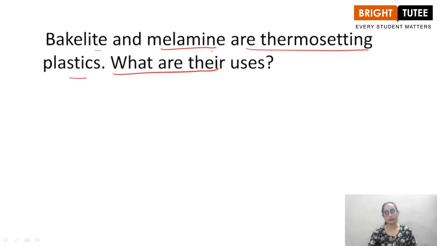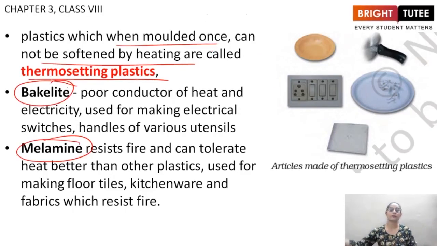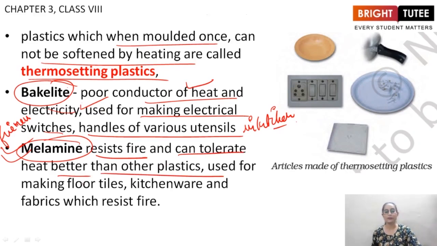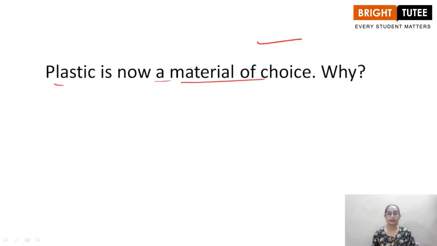What are their uses? Let us look at their uses now. Bakelite is a poor conductor of heat and electricity. So it is used for making electrical switches, handles of various utensils used in the kitchen, because it does not conduct heat or electricity. Melamine resists fire. So it is very important for our firemen, right? It resists fire, can tolerate heat better than other plastics, used for making floor tiles, kitchenware and fabrics which resist fire.